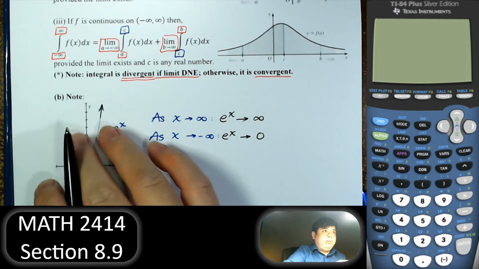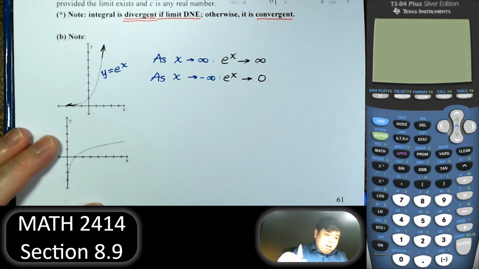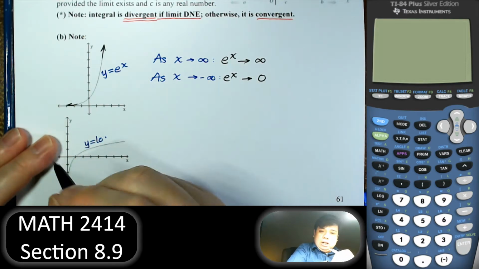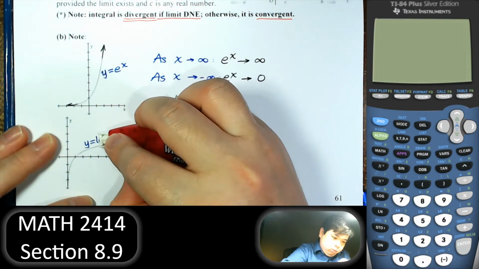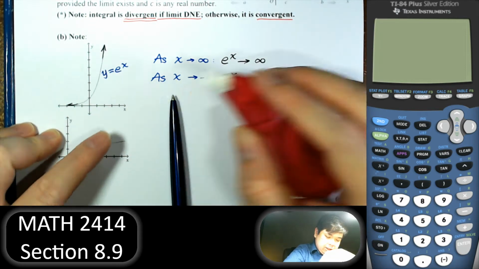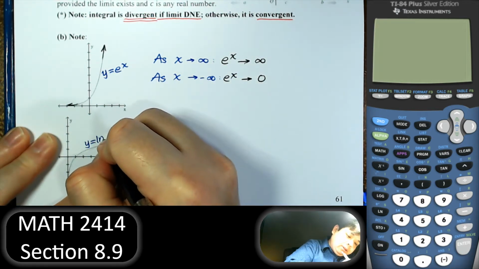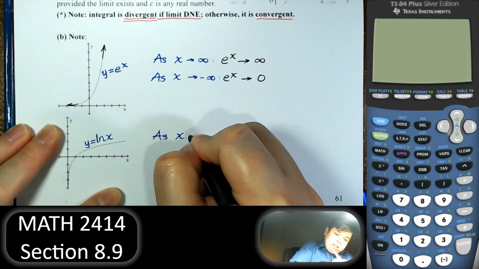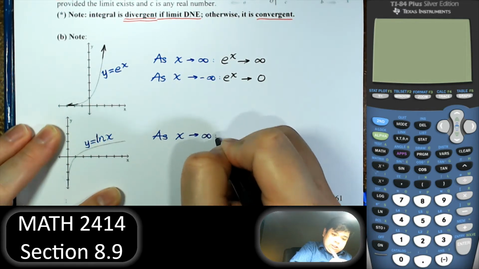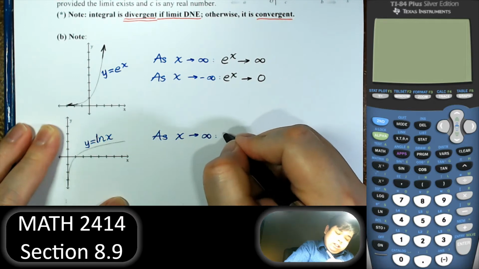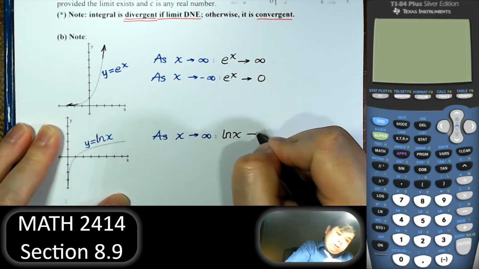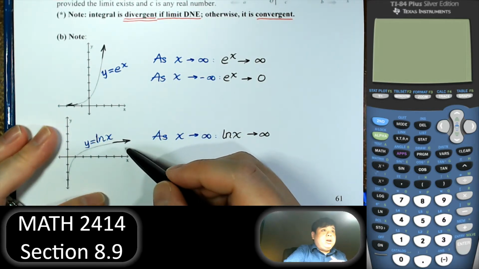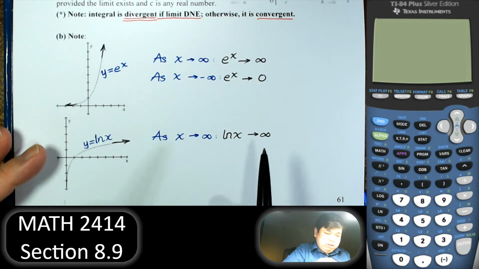That is the exponential function, and this is the logarithmic function. That should be ln of x, or actually any base will behave the same. As x goes to infinity, ln of x goes to infinity. The y values just get bigger and bigger.